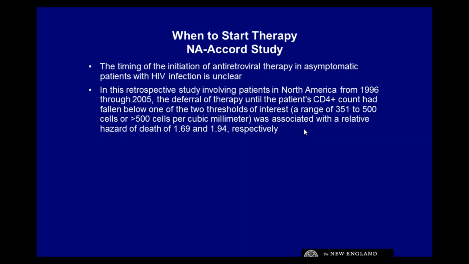So one of the questions that has always come up with HIV medicine is, who should I be treating? Should I be treating the people that are really sick? Should I be treating the people that are intermittently sick? Should I treat people that feel fine, that have no problems? Well, there's problems with every one of those strategies.